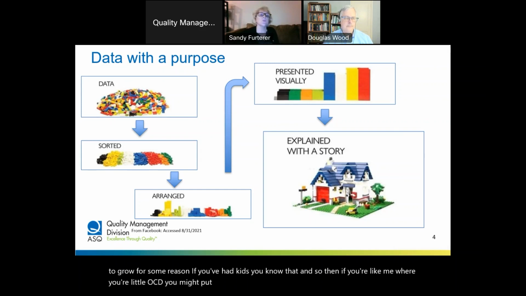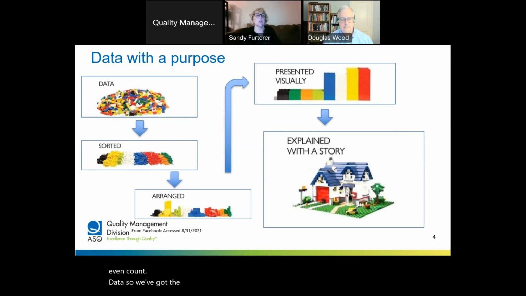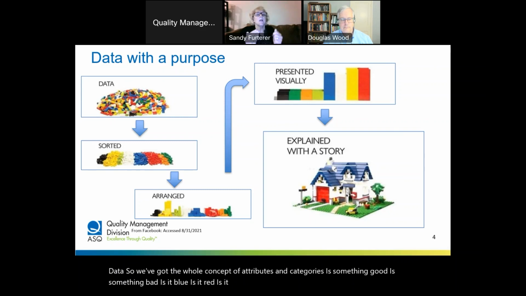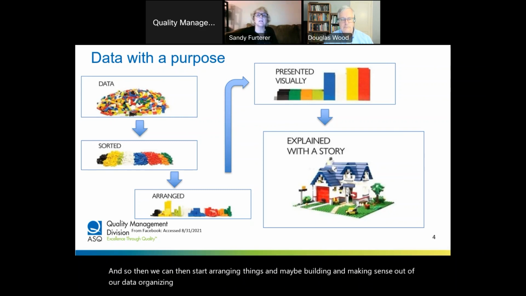So you're starting to sort that data, trying to make categories, trying to make sense out of the data. You might even count the data. So we've got the whole concept of attributes and categories. Is something good? Is something bad? Is it blue? Is it red? Is it yellow? And then we can start arranging things and maybe building and making sense out of our data, organizing it, analyzing it, and then up at the top, presenting it visually.